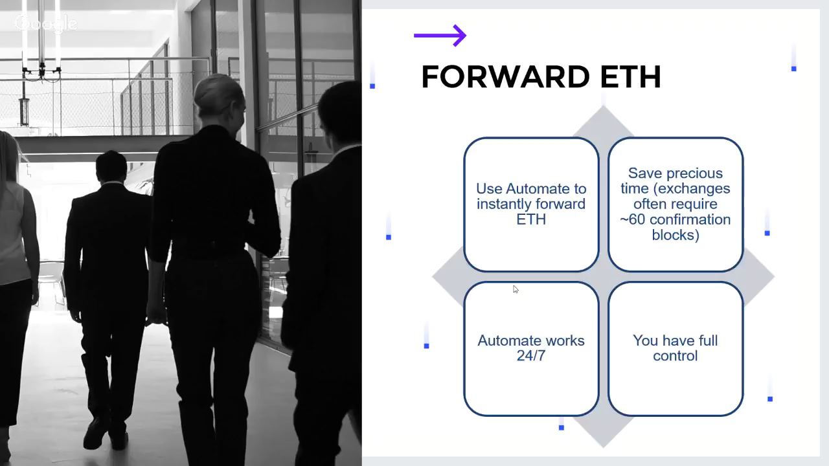For example, imagine you receive maybe salary from someone, or you expect some transfer in the future, and you want to sell maybe part of it instantly on an exchange. So you can use Automate for that. You can just assign a transaction beforehand, and then you are able to save precious time, because exchanges often require, for example, 40 or 60 confirmation blocks.